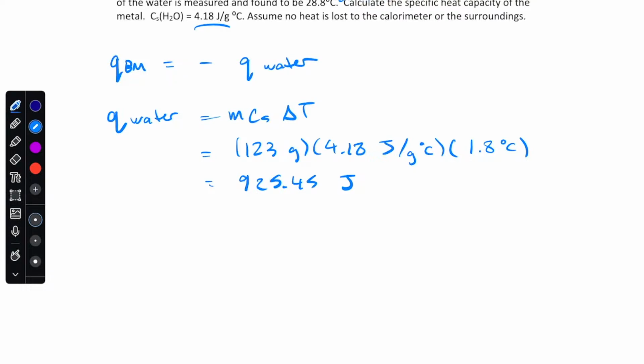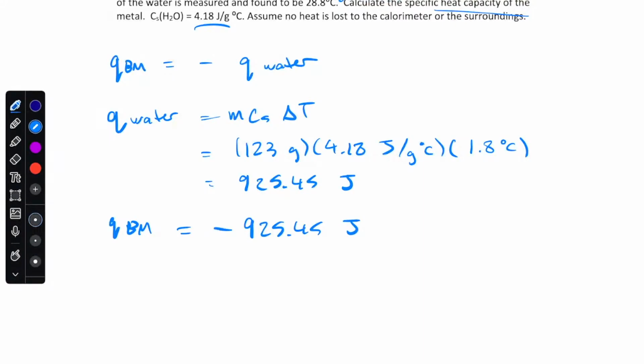All right. So the Q of the metal, Q of the Batman, I guess, is the negative of that number, 925.45, because what was gained by the water was lost by the figurine. And what are we actually trying to calculate here? Trying to get the heat capacity of the metal. We have its Q, and we have its final temperature.